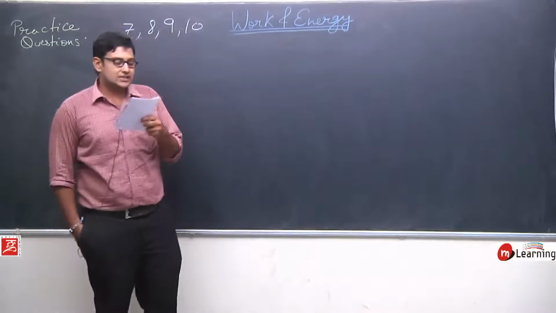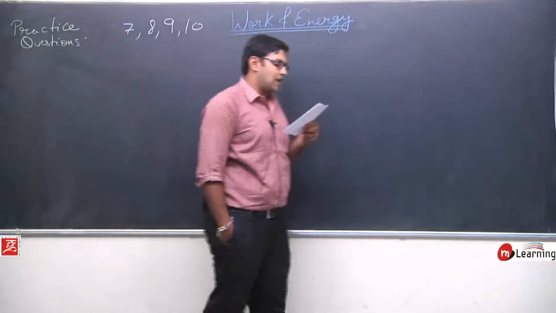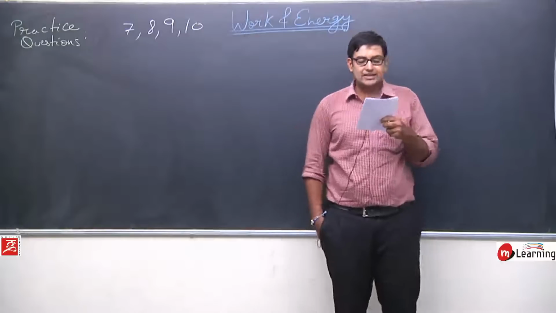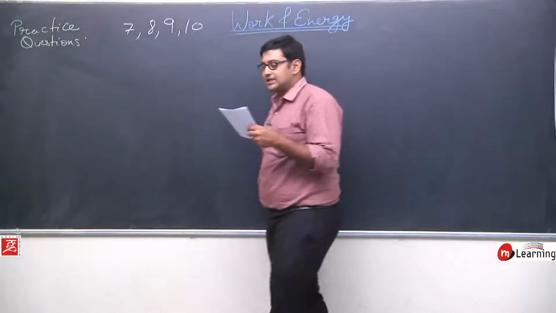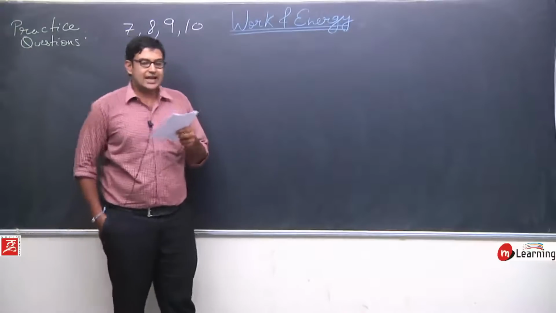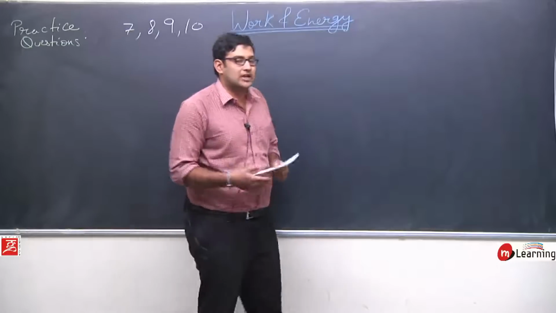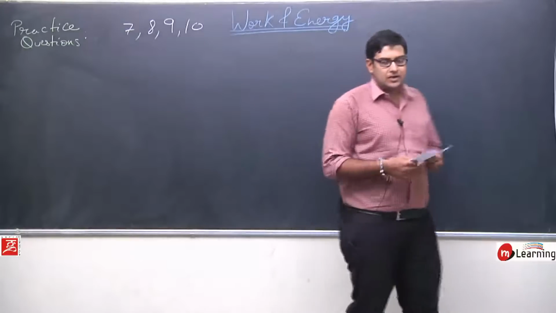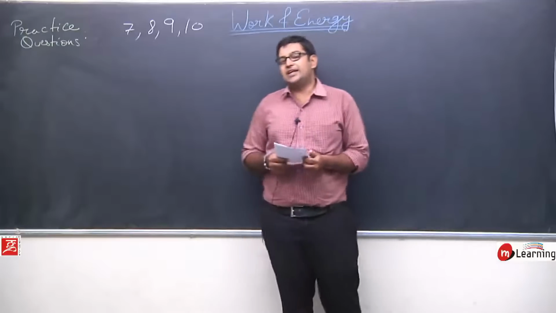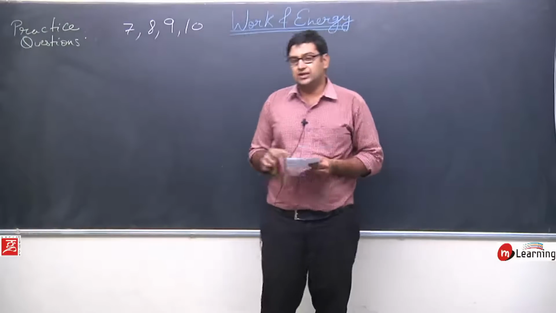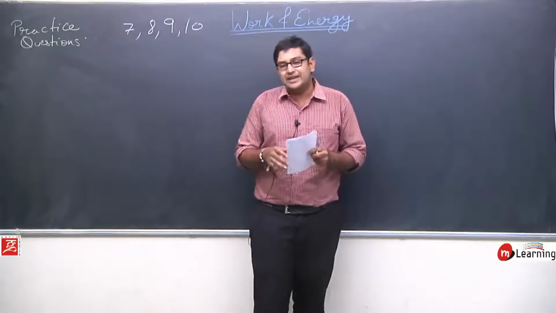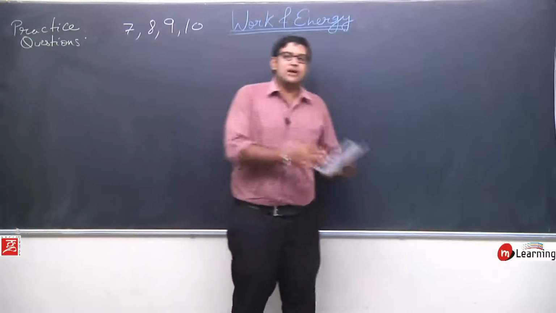Question 7 says, how fast should a man of mass 60 kg run so that his kinetic energy is 750 joules? Okay, so the question says that there is a man who is going to run with some speed. His mass is 60 kg and he needs to achieve the kinetic energy of 750 joules. Now it's not like this kinetic energy will be created. It will come from some other energy.